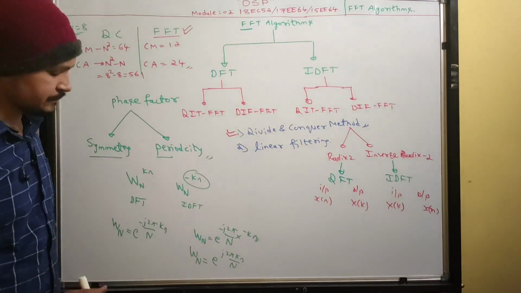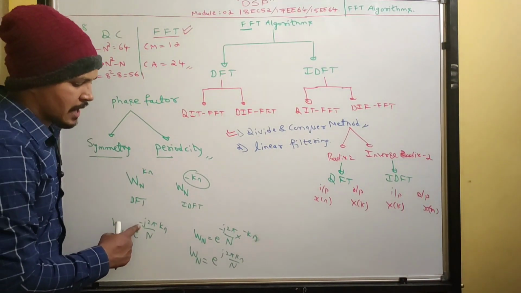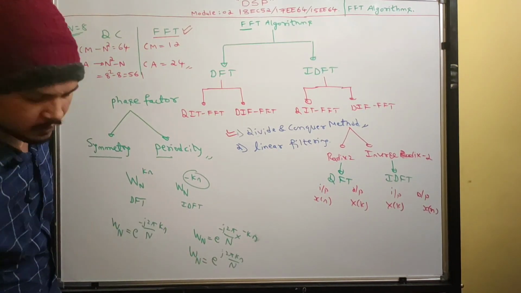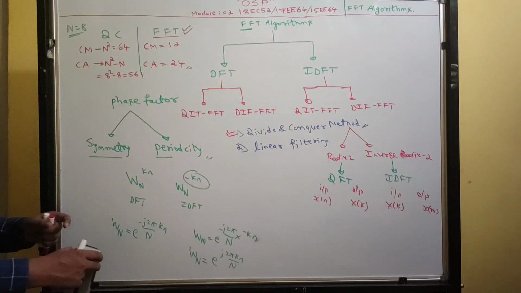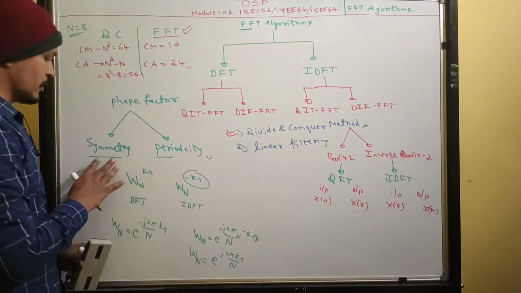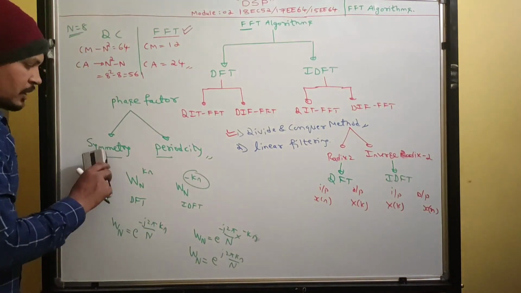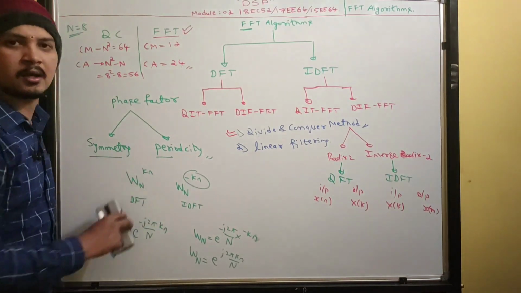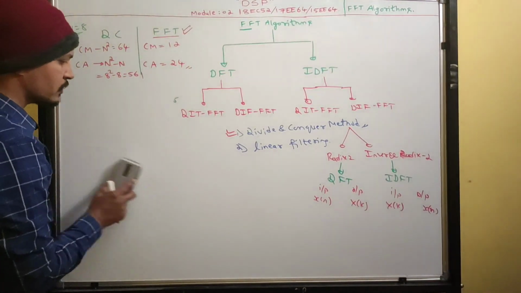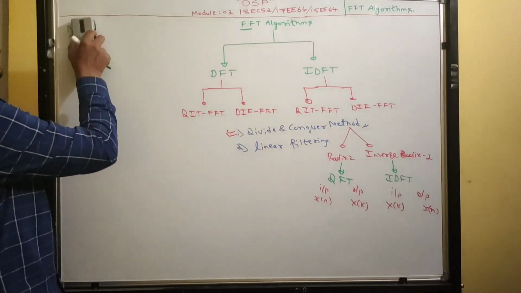You see the formula. In the DFT formula, the exponential term has a minus sign, and in the IDFT formula, the exponential term has a plus sign. Just check the formulas. So remember, the FFT algorithm uses the symmetry property and the periodicity property, and we use both these properties with the twiddle factor concept. Before starting all this, we need to know one more concept.